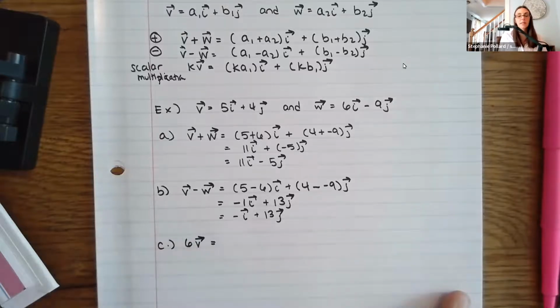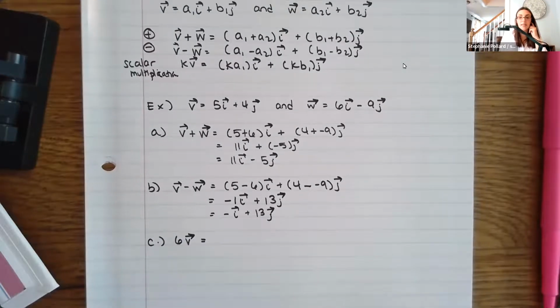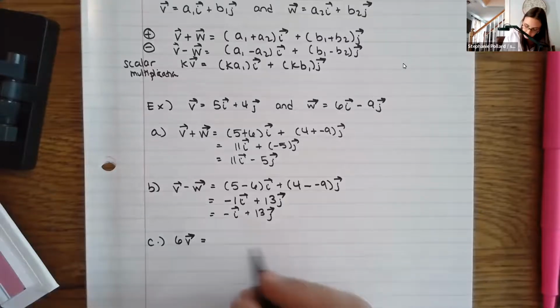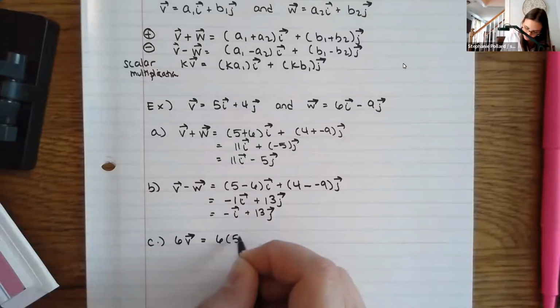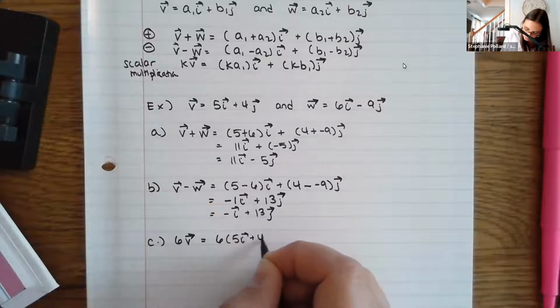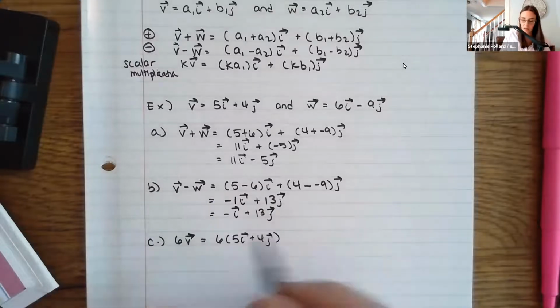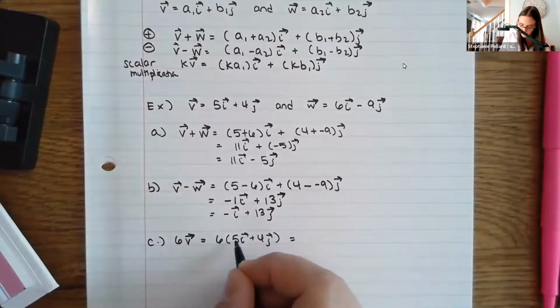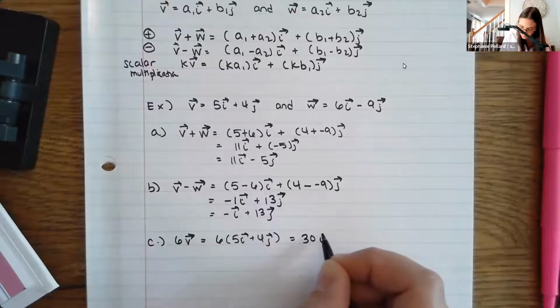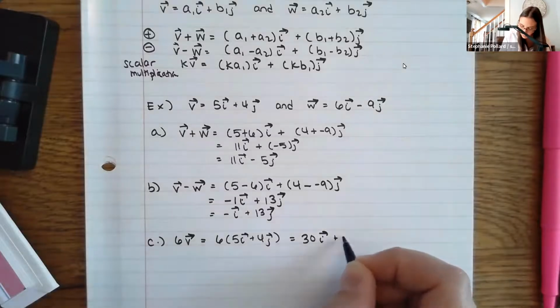Okay. Let's do some scalar multiplication. So let's say I want to do 6 times the vector b. So you're really just taking 6, and our vector is 5i plus 4j. And you can sort of just think of it as distributing, right? So you're doing 6 times 5, which is 30, and 6 times 4, which is 24.